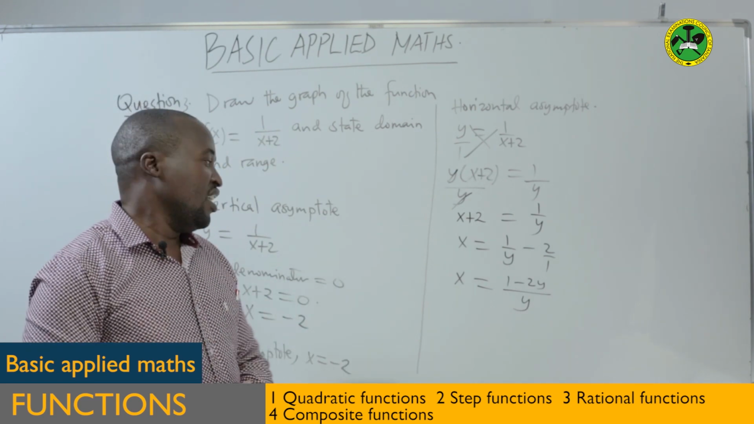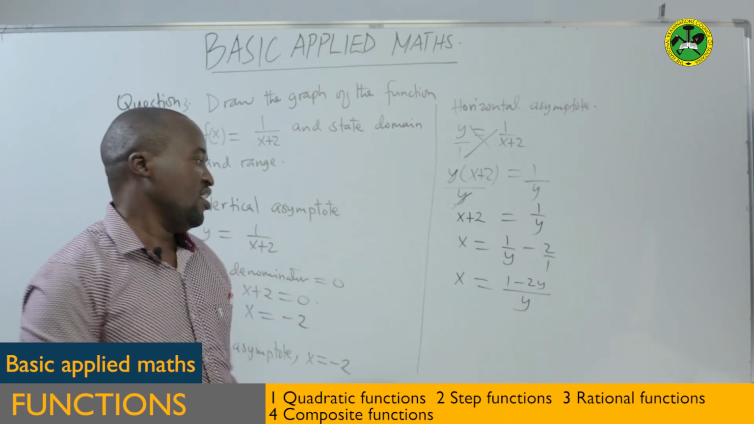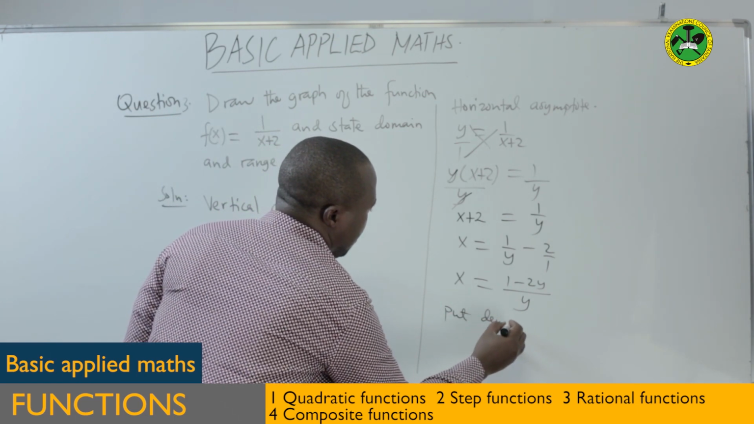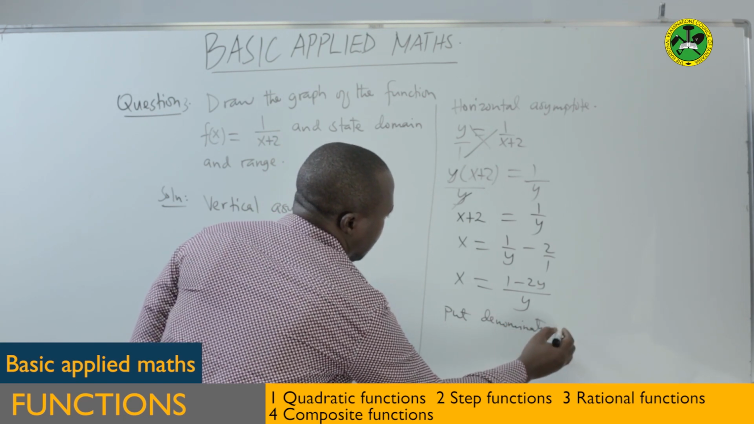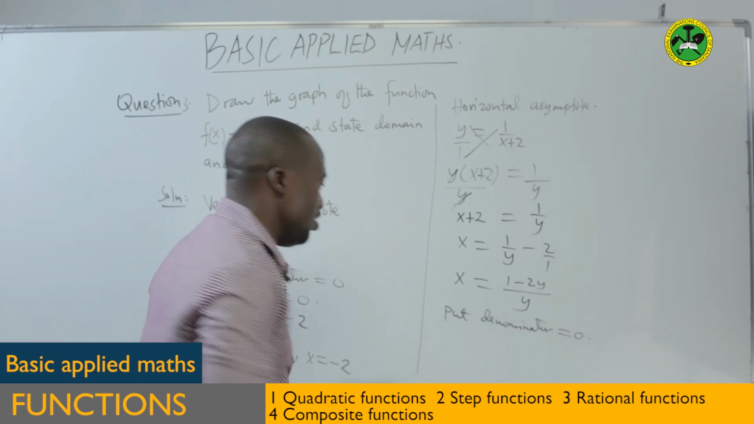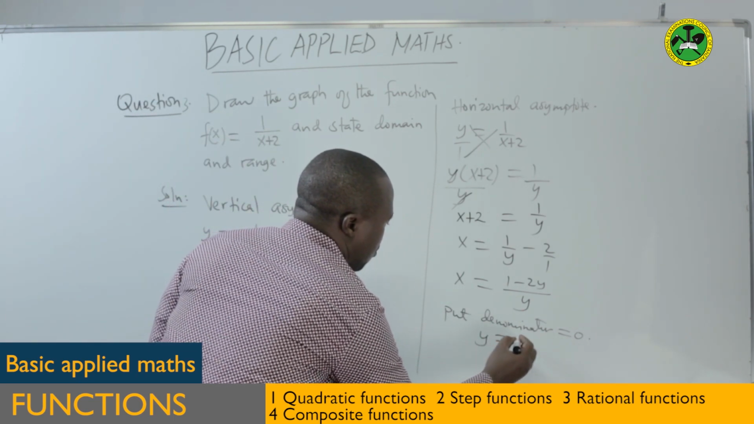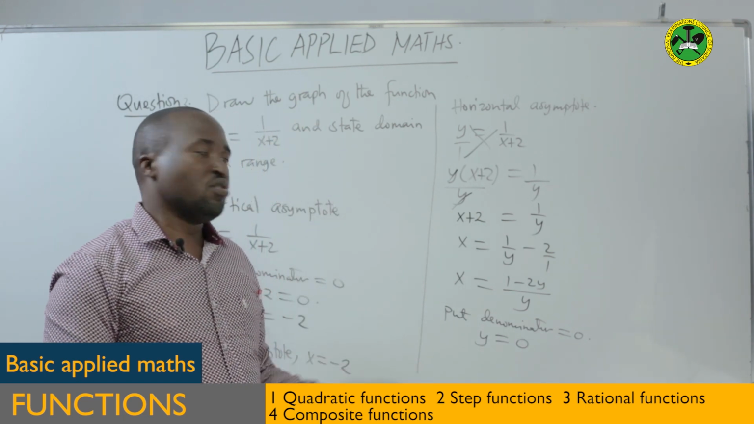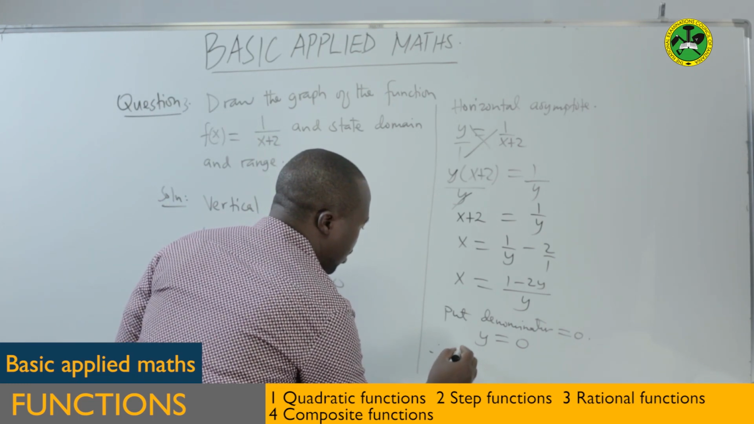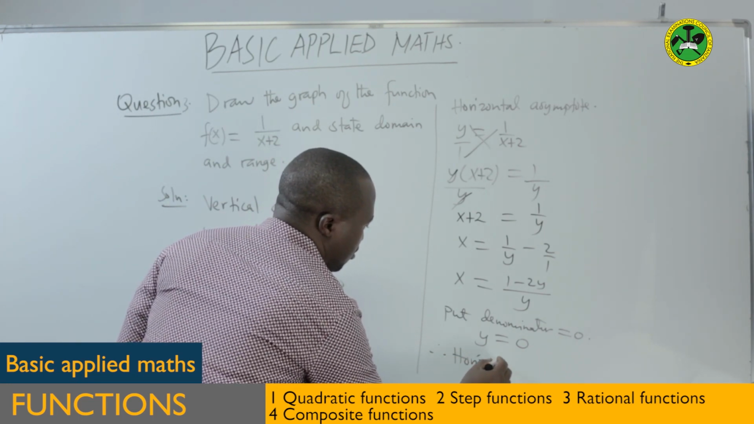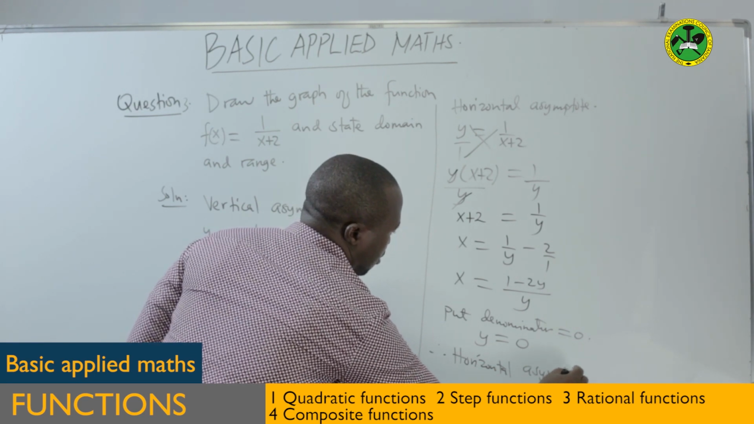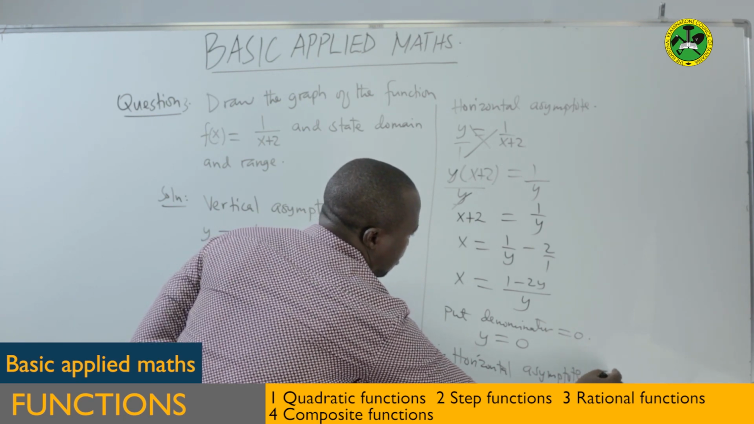Now x is written in terms of y. So again we say put the denominator equal to 0. So what is our denominator? We have here y. So just say y is equal to 0. So y is equal to 0, that is our horizontal asymptote. Therefore, we say horizontal asymptote y is equal to 0.